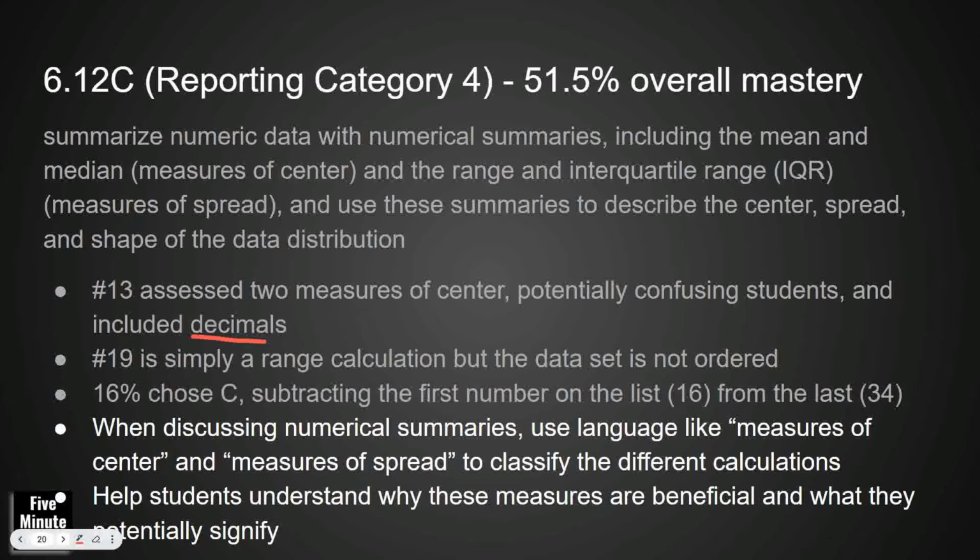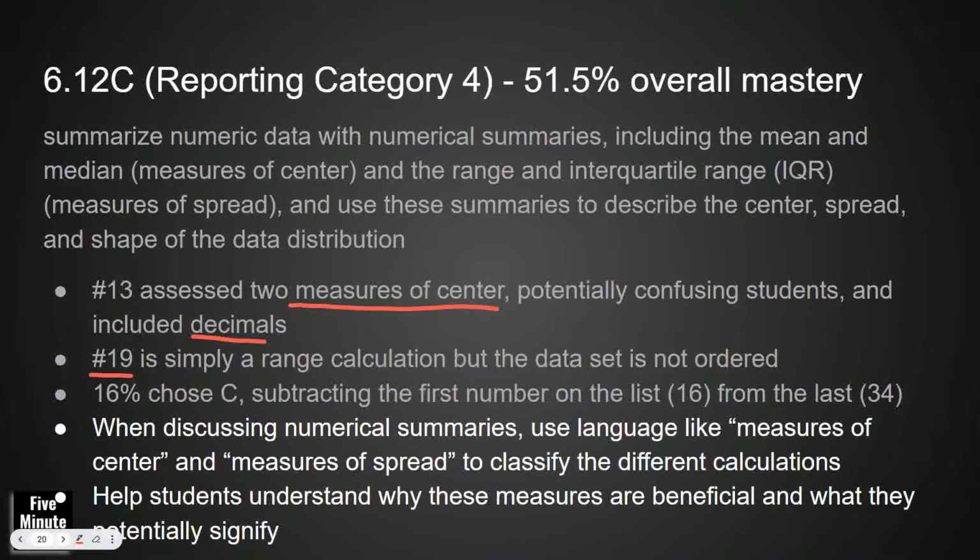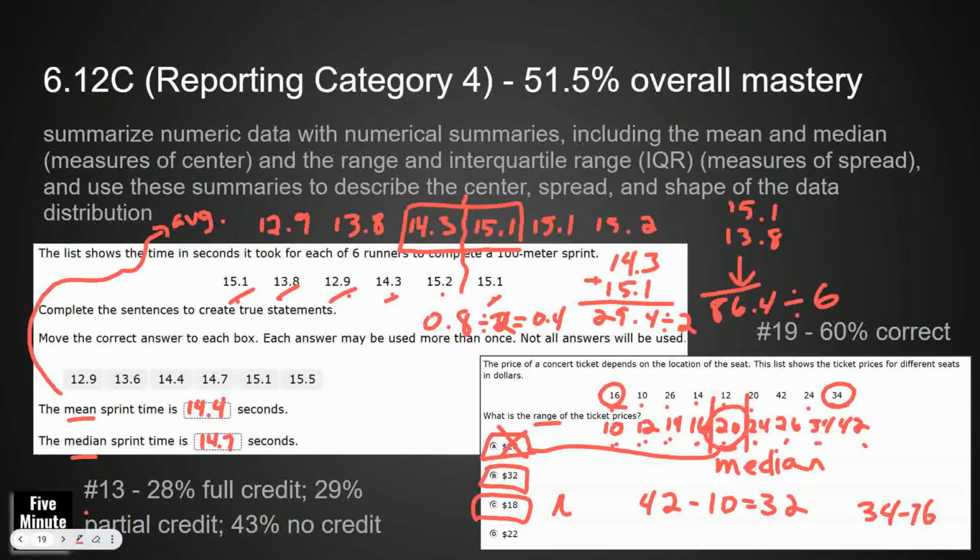You take your two numbers, add them up, and divide by 2. In this case, the mean is you take all 6 numbers, add them up, and divide by 6. But they're very close. They're two measures of center. And this simple calculation 19 is range, but the data set was not ordered. And 16% chose C, and you know that's gonna be what happens. They take their first number, their last number, and they're like, "Oh, my teacher said we subtract 34 minus 16." Look at that, it's right there. And we had 16% of our students choose that.